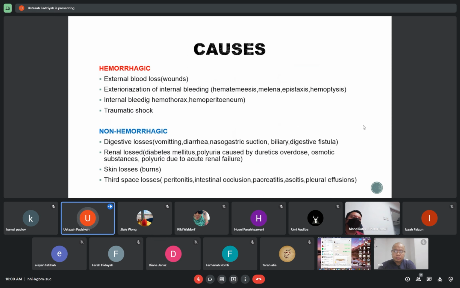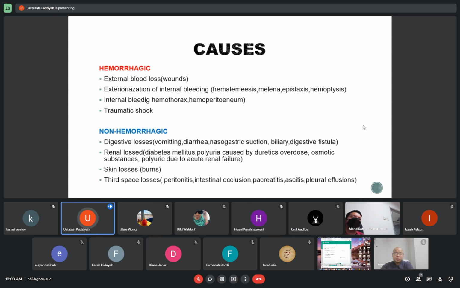So causes for hypovolemic shock, we can divide into hemorrhagic and non-hemorrhagic. For hemorrhagic, there will be external blood loss, like wounds, open wounds, exteriorized internal bleeding like hematemesis, melena, epistaxis and hemoptysis, internal bleeding like hemothorax or hemoperitoneum, and traumatic shock.